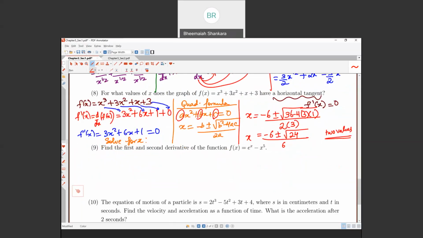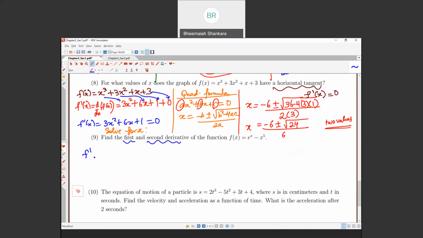In the next example, you're asked to find the first and the second derivative of this given function. So let's do that. Find f prime, which means you're deriving the function f of x. So let me write d dx of f of x equals, let me also plug in the f of x here, e to the x minus x to the 5. When you have a sum or difference of terms, you can distribute this derivative to each term. The derivative of the exponential is the same, so write e to the x. And the derivative of x to the 5 is 5x to the 4 using the power rule.